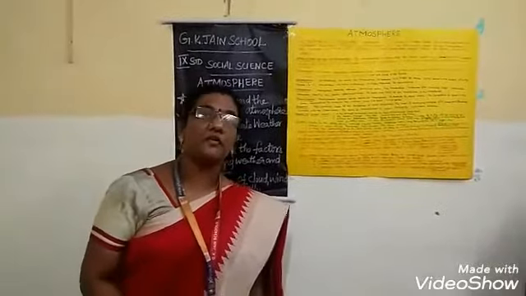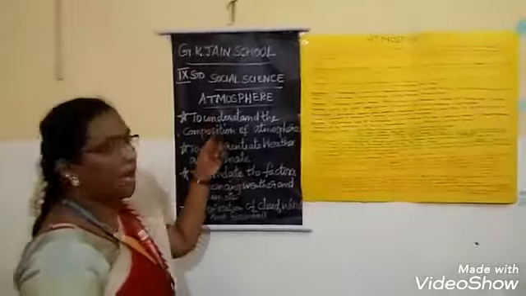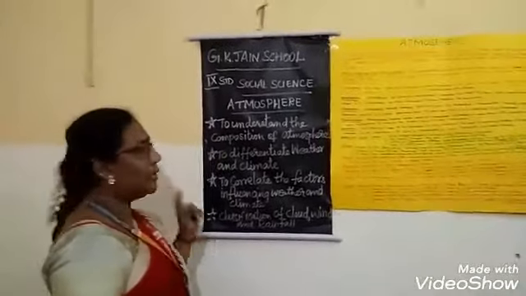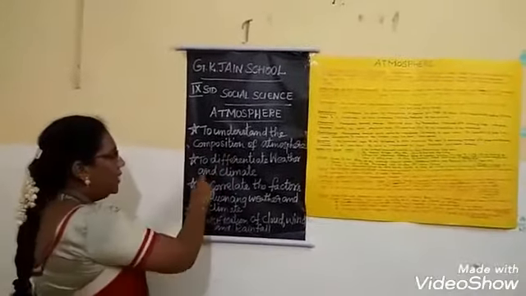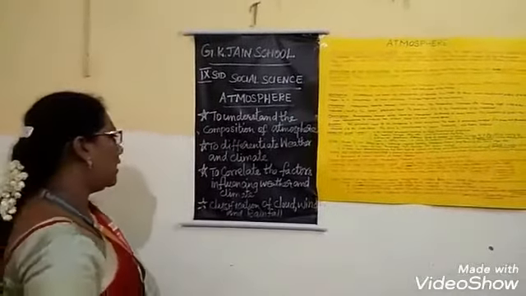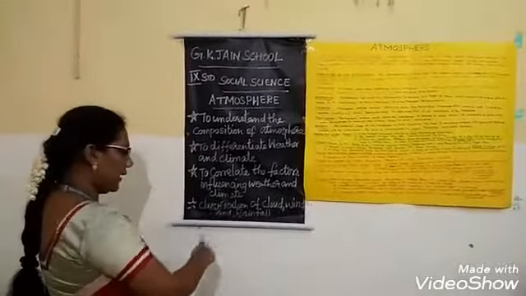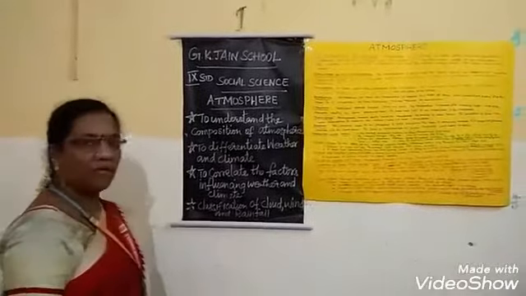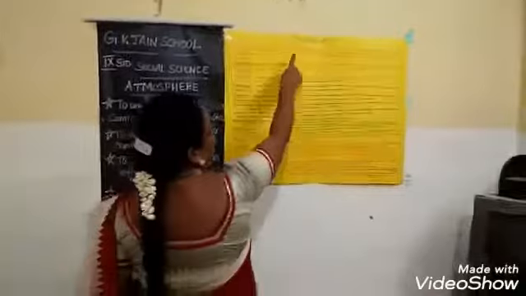Today I teach the lesson for 9th standard social science. Lesson name is Atmosphere. In this lesson, we will understand the composition of atmosphere, differentiate weather and climate, and correlate the factors influencing weather and climate. Next one is classification of cloud, wind and rainfall. We will see one by one.